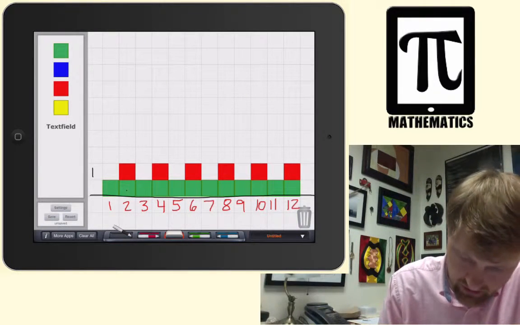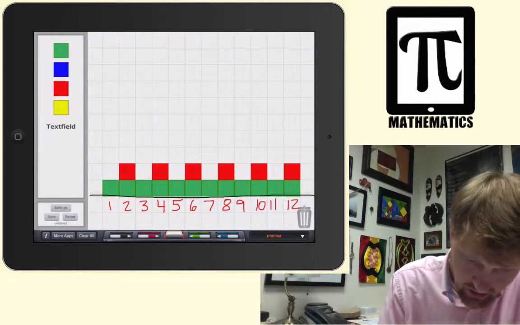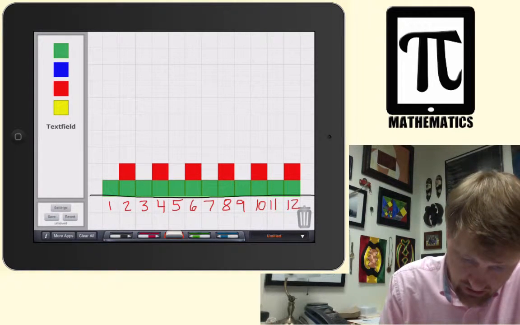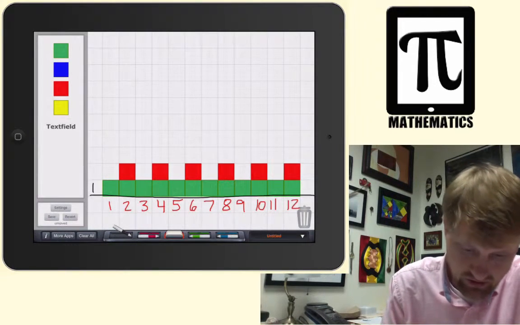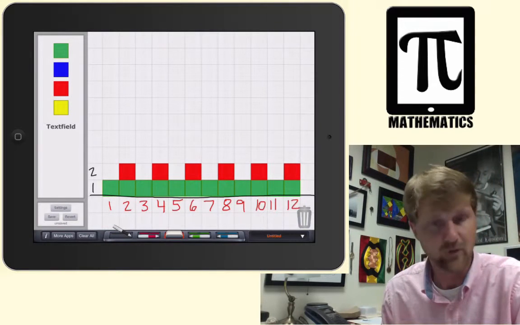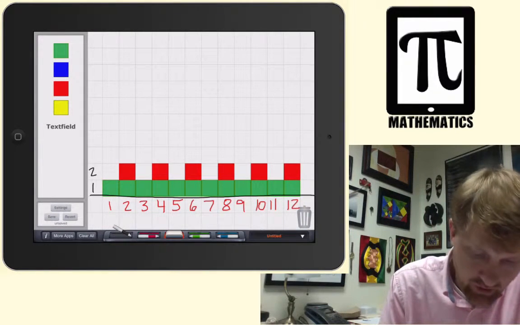Wait, I did this wrong. Some of you noticed it already. Erase that one. That's good. And then this was the first student. This is the second student. Okay? Now we go to the third student.